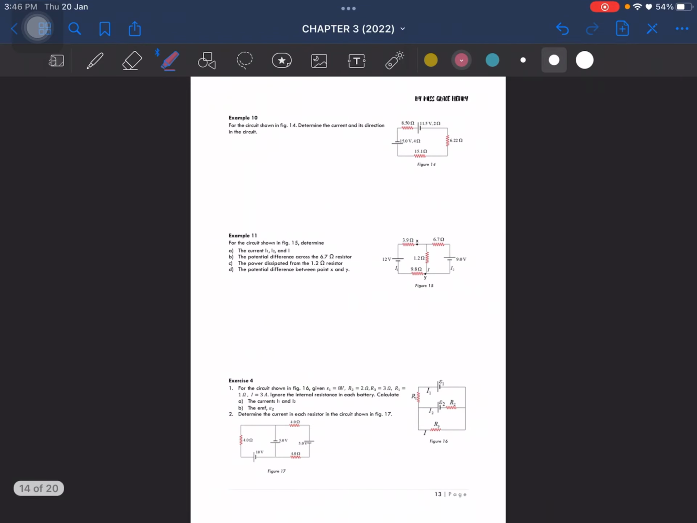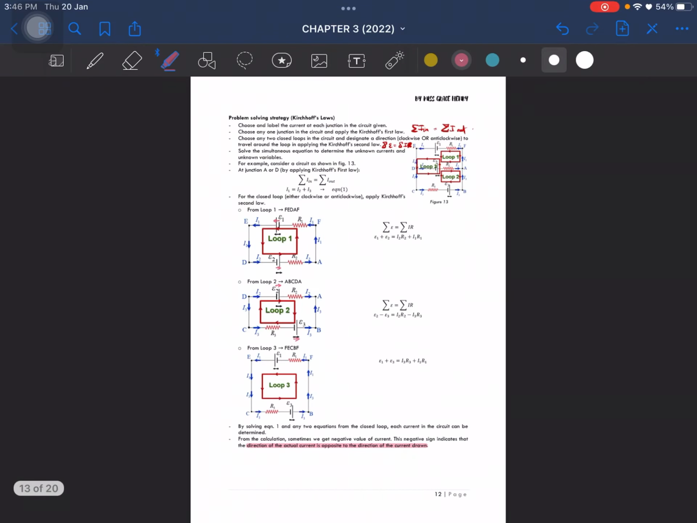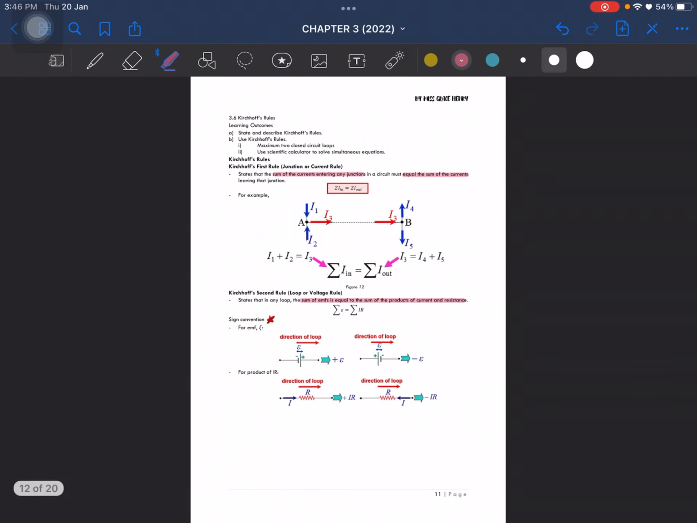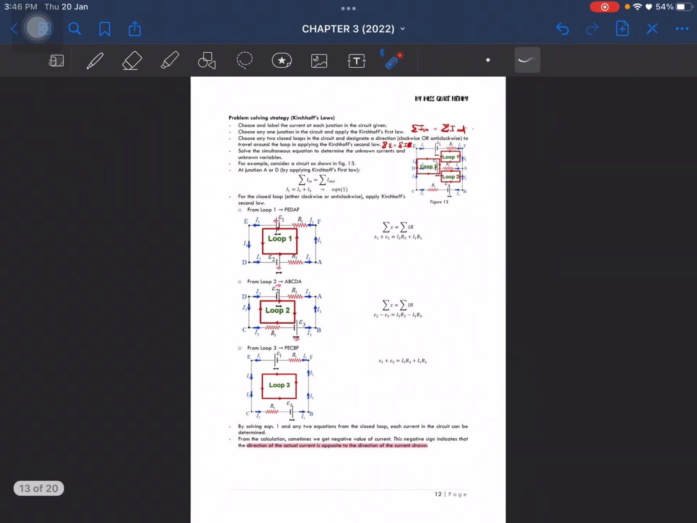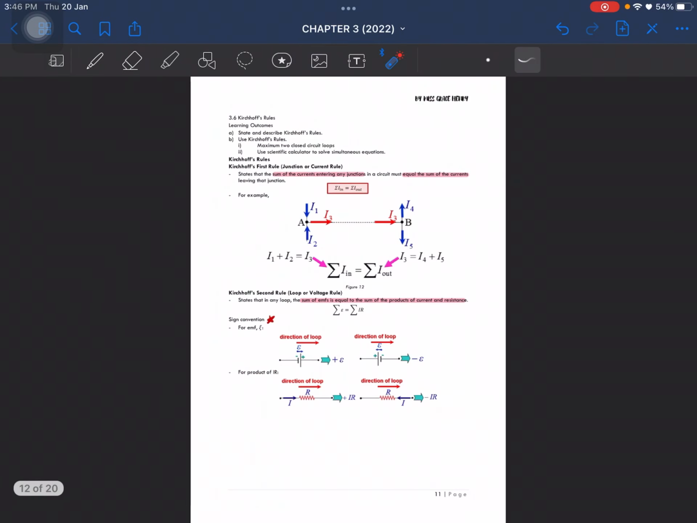Okay, so that is basically Kirchhoff's rules, and this is very important because some of the students have trouble solving this question. I hope you are able to understand from the examples and the exercises I've given.